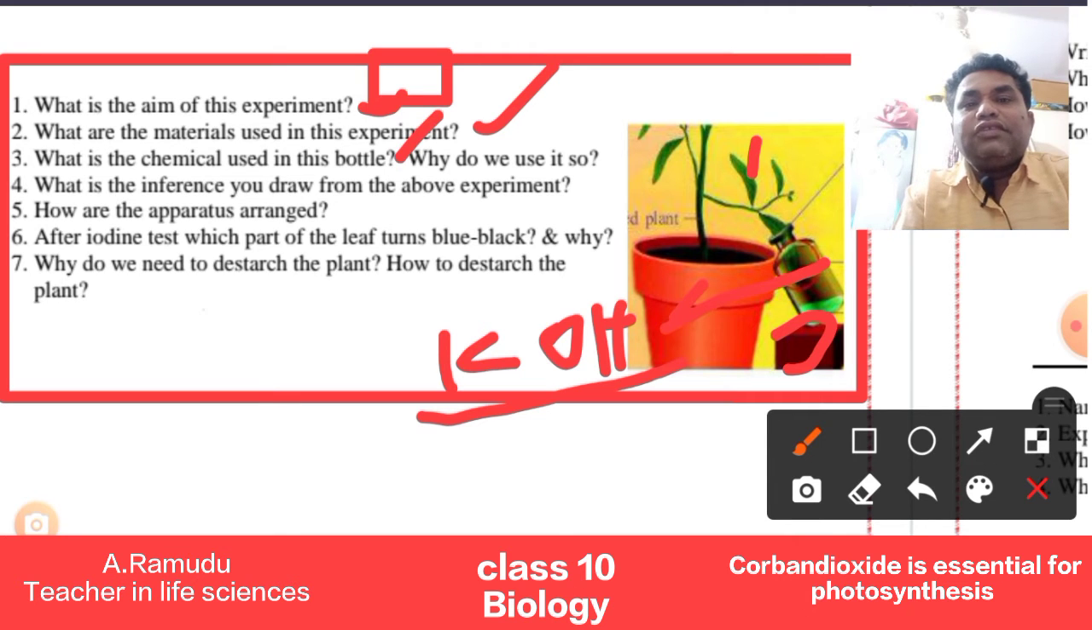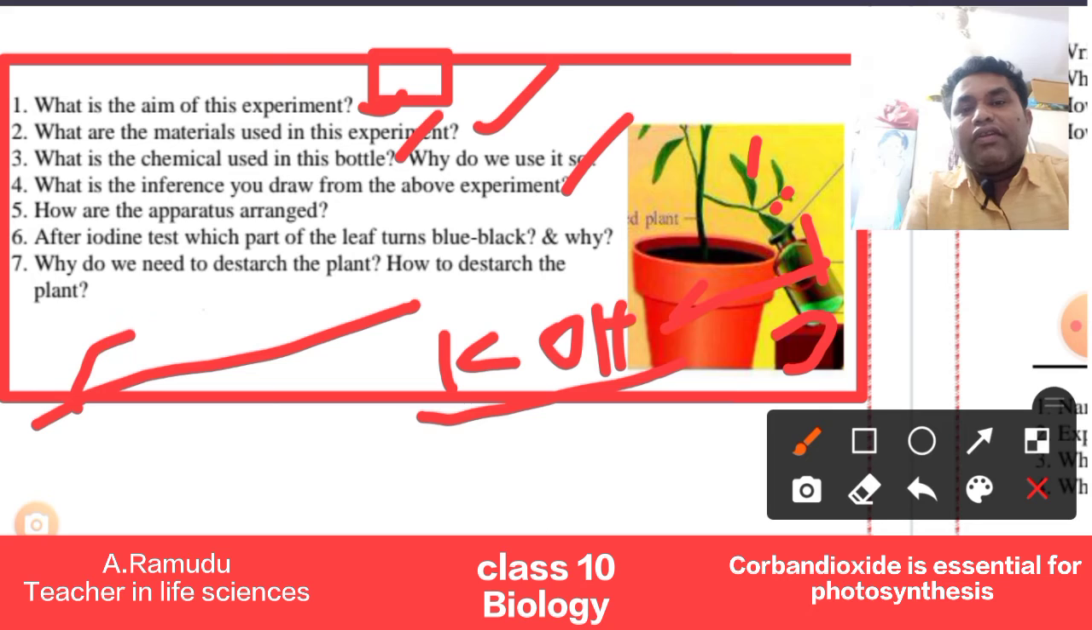What is the inference you draw from this experiment? After taking a healthy potted plant which has long and narrow leaves, keep half of the leaf inside the bottle and the rest of the leaf outside the bottle, and keep this entire setup for 3 to 6 hours. After the time is over, separate the leaf from the plant, take out the leaf and do the starch test.